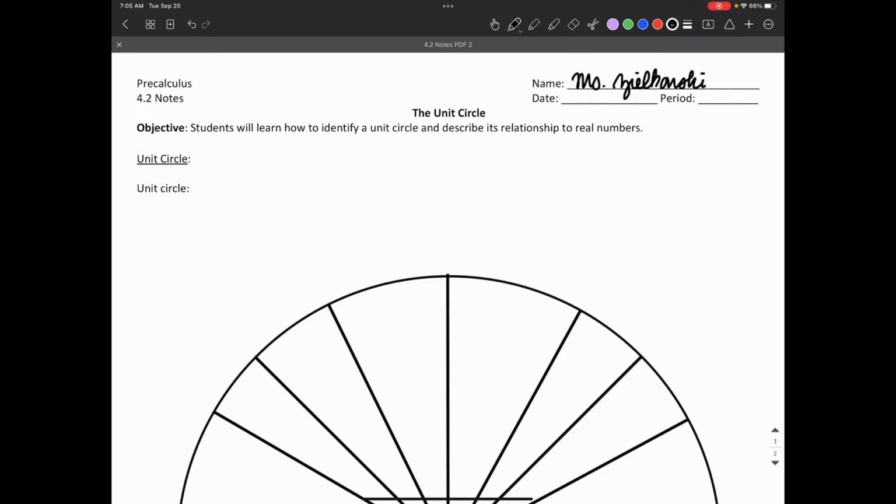It's also something that you have to memorize because you will need to know the exact values for specific angles, and those angles that you need to know are the ones on the unit circle.